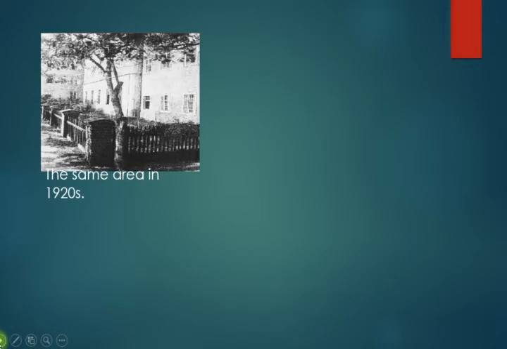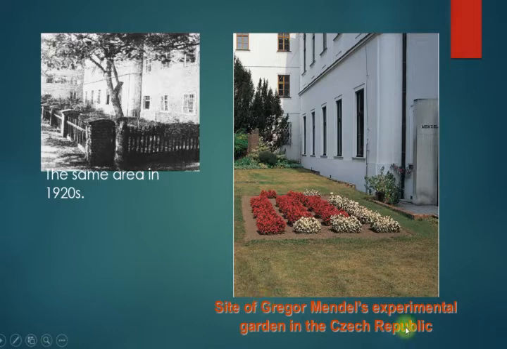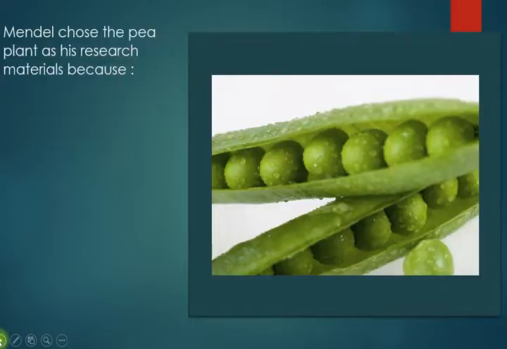Alright, so the same area in the 1920s. And now, okay, this refers to the site of the Gregor Mendel experiment in the garden in the Czech Republic. Alright, let's take a look. Why did Mendel choose the pea plant as his research material?